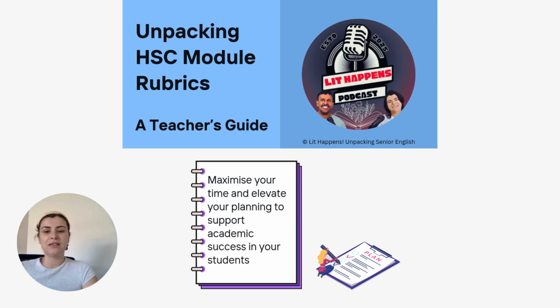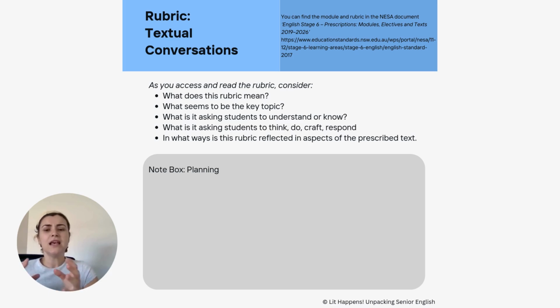I'm going to take you now through the next slide. And this is an opportunity to really have a look at and read the rubric. So if you're not sure where to find the rubric, if you haven't received it yet, it is from NESA. You need to go to the NESA website and find the prescriptions document entitled Prescriptions, Modules, Electives, and Text 2019 to 2026. So everybody who's sitting the HSC this year in term 4 of 2025, this means you.